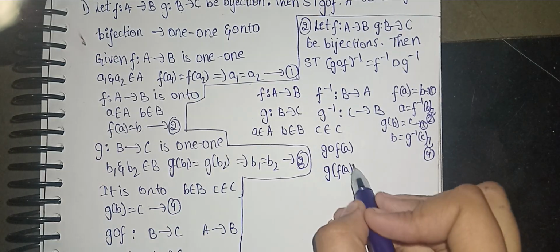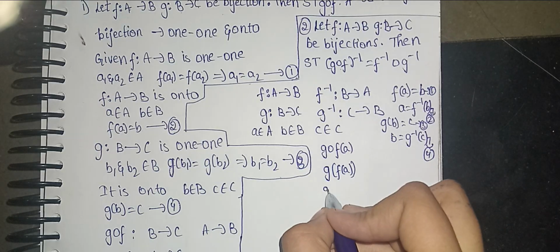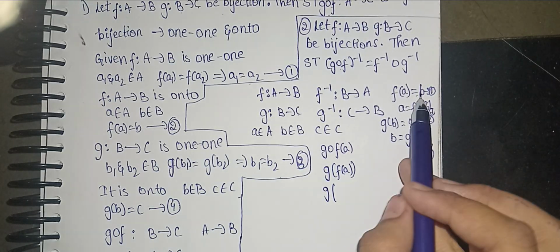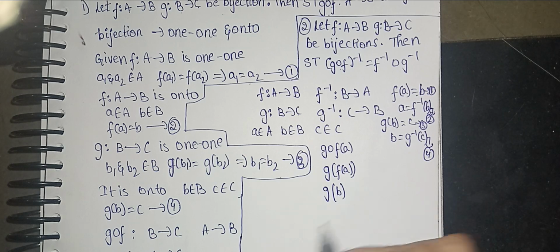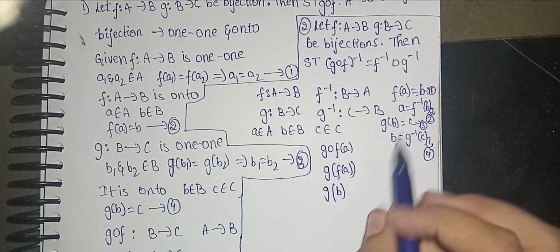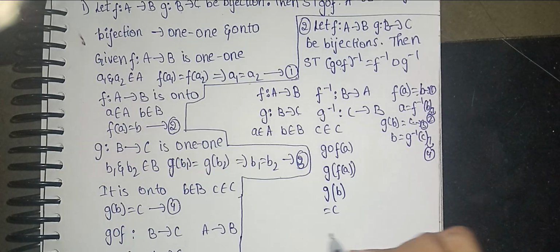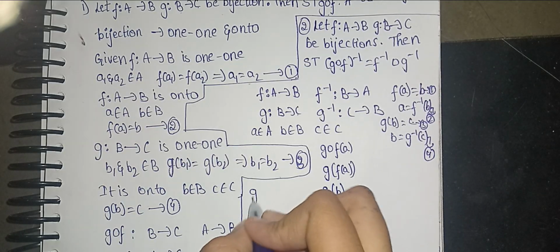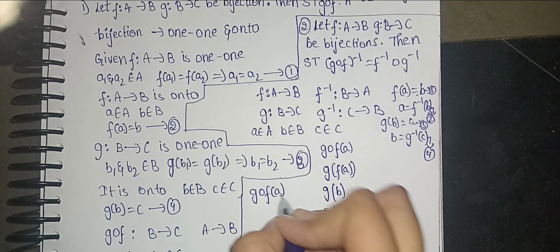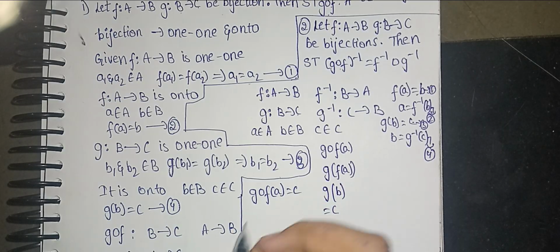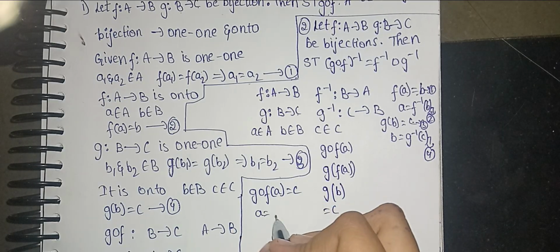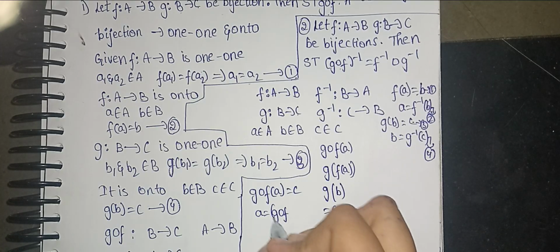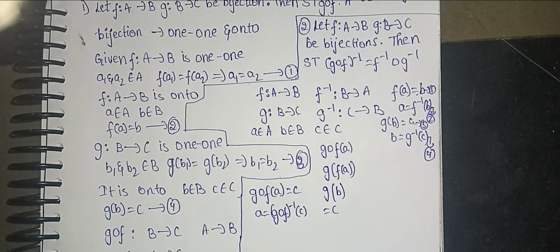Okay, so here g of f of a. What is f of a? f of a is b. What is g of b? c. Means g circle f of a is equal to c. Means a is equal to (g circle f) whole inverse c. Okay. Take it as fifth equation.